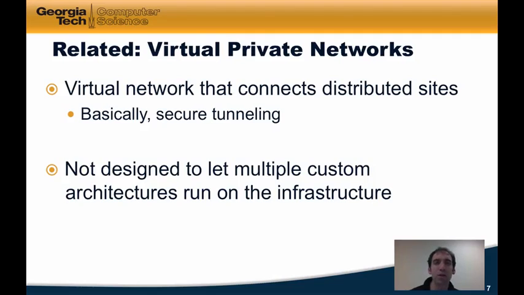But in contrast to the types of network virtualization that we're talking about in this course, VPNs are not designed to let multiple custom architectures run on the same underlying physical infrastructure. So for example, it would be very tough to run an IPv4 network in parallel with some kind of next generation non-IP network on conventional VPNs. Virtual networks, on the other hand, are explicitly designed to enable and support that kind of heterogeneity.